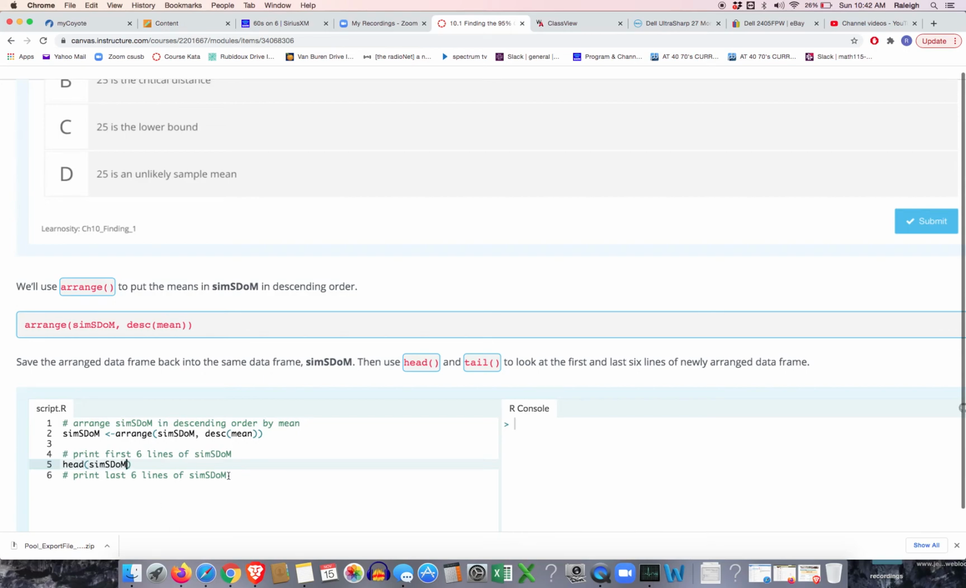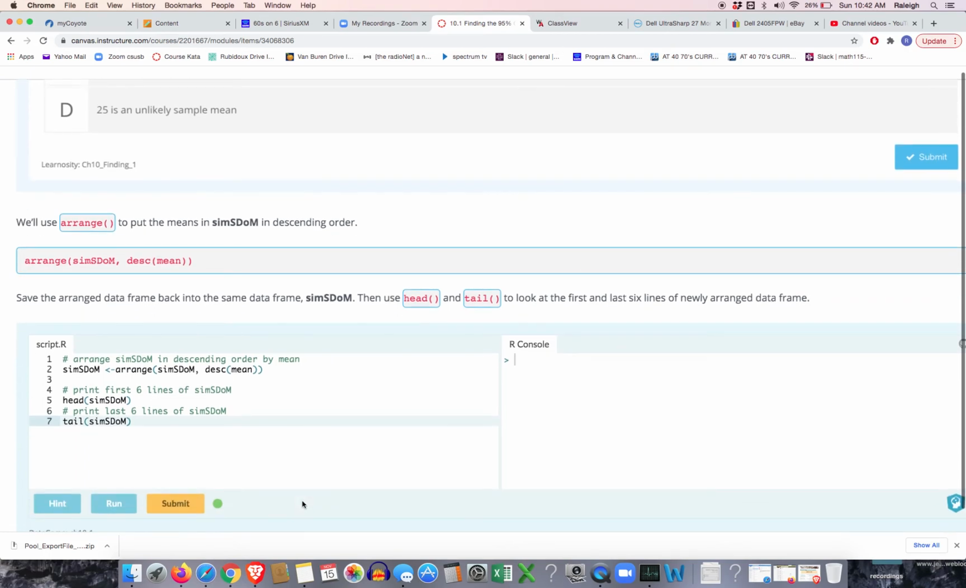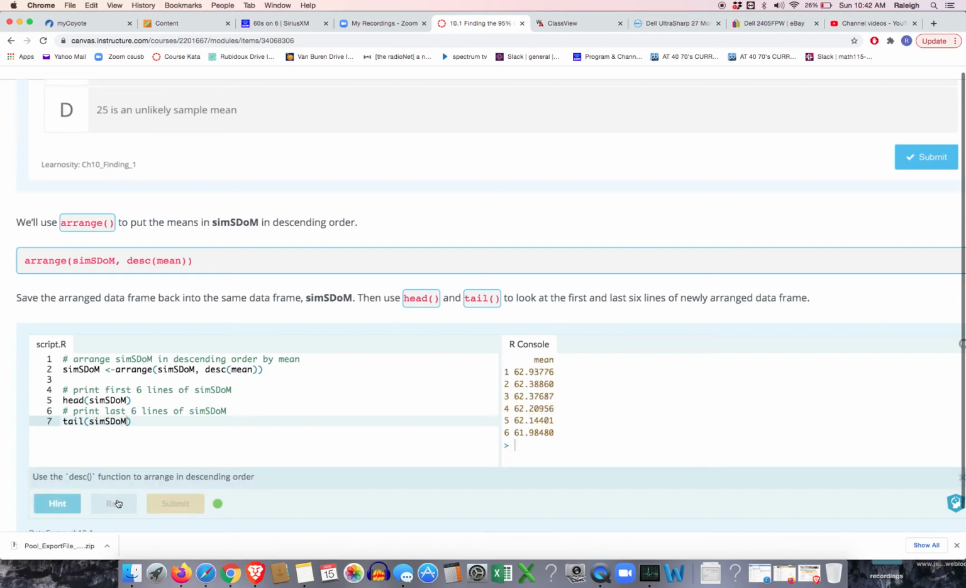Now something we haven't used very much, but the last 6 lines is called tail. Makes perfect sense, heads and tails on a coin. So let me put that in, and I will now hit Command V to get that in there. Okay, so now we should be good to run it. The hint does say use the descending function to arrange in descending order. Let's go ahead and run it.